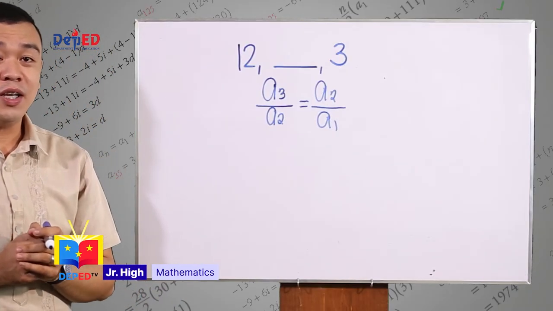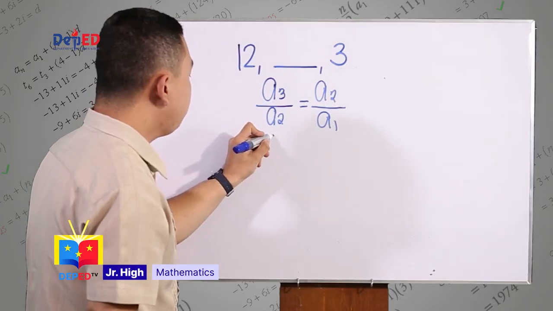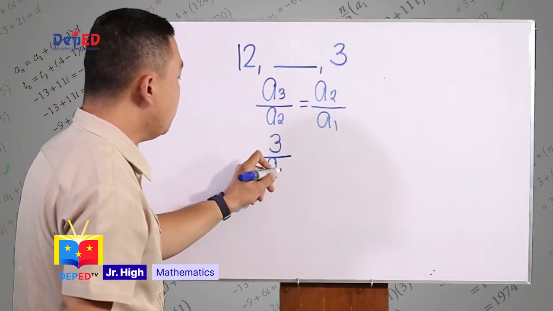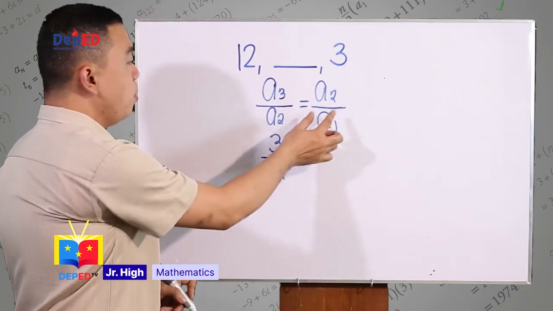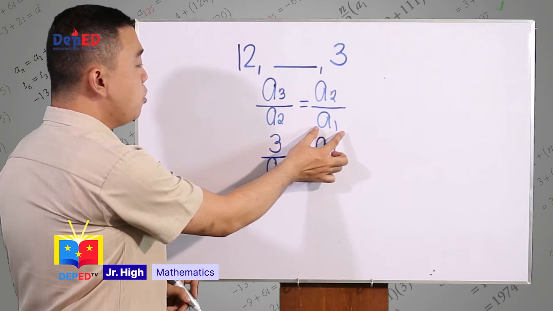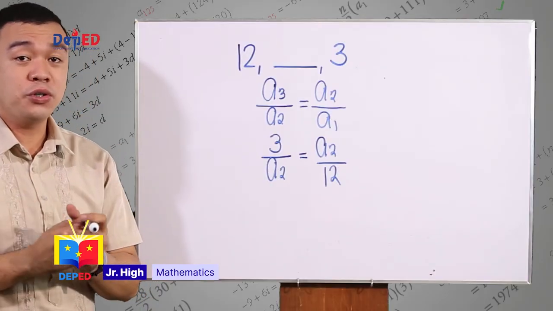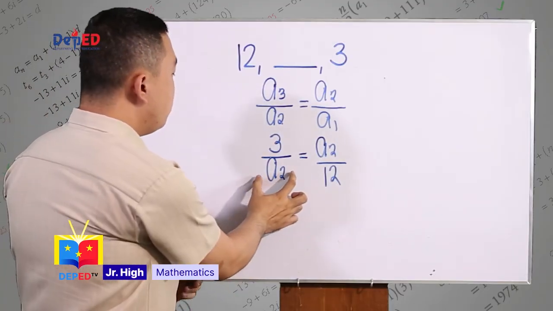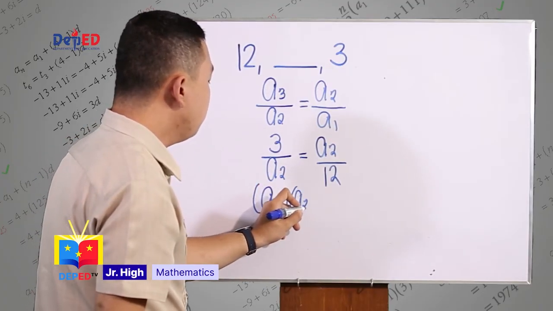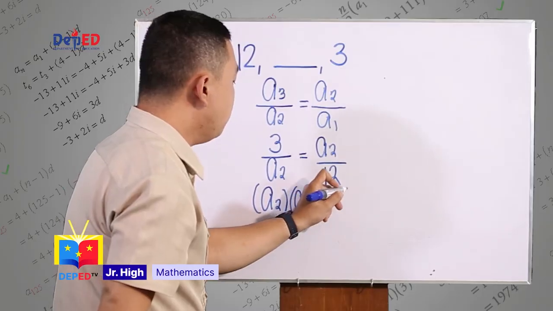Now, let's replace it with the given values. For a(3), or the third term, we have 3 over, or divided by, the second term, which is a(2), is equal to a(2), which is still unknown, so we'll just write a(2) divided by the first term, a(1), which is 12. Next, let's do cross multiplication. For this part, we will multiply a(2) times a(2) equal to 12 times 3.